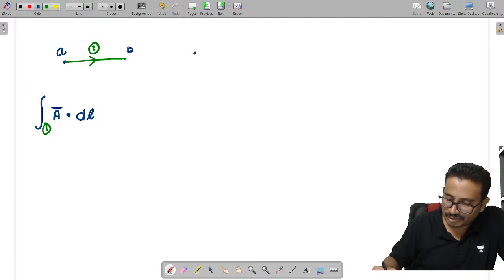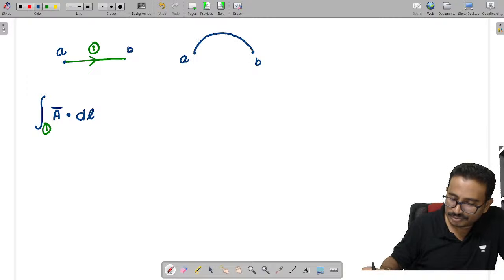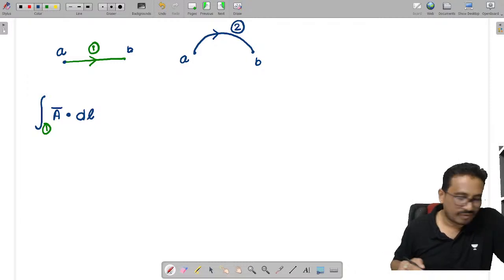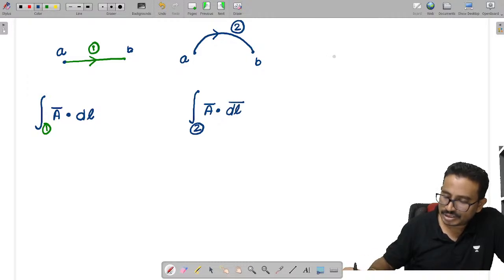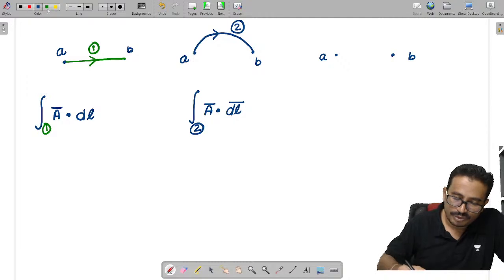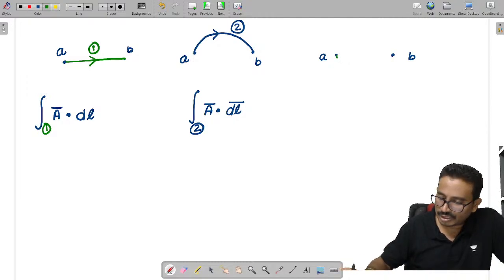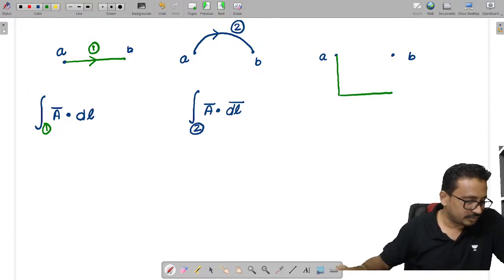Now, same thing here: the starting point is A, the ending point is B. To find the integration, I can move like this, which I am calling the second path. A is the initial point, B the final point. So I can indicate this as the second path integral of A dot dl. Next, in some other case, I have to move from A to B, and I move like this.